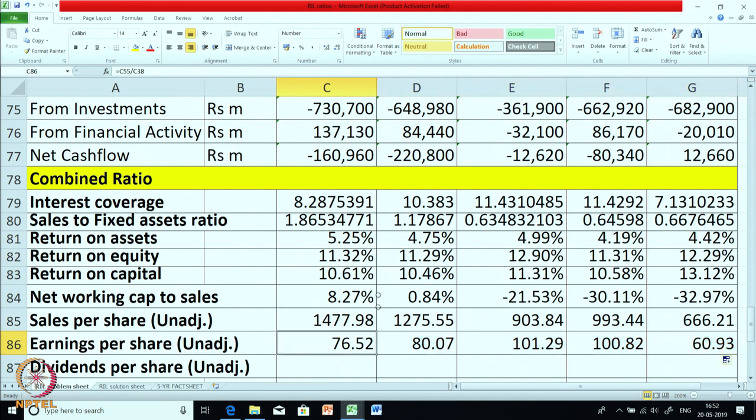So, the earning per share has increased in March 17 because the profits have gone up, but now it has significantly decreased because the number of shares have also increased now. Dividend per share: here we have just taken one hypothetical amount for dividend and we will divide it by the number of shares to get dividend per share.